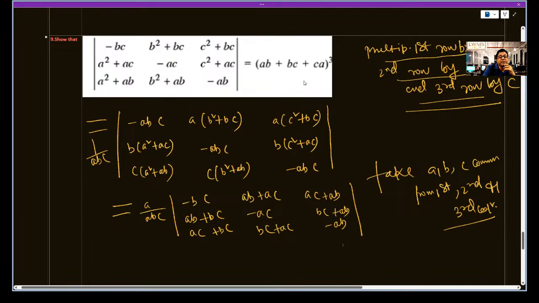See the right hand side, it is AB plus BC plus CA whole cube. At least one you will get quickly. You just add second and third row to the first row. Use this operation: R1 dash equal to R1 plus R2 plus R3. Just do it and tell me what is happening.